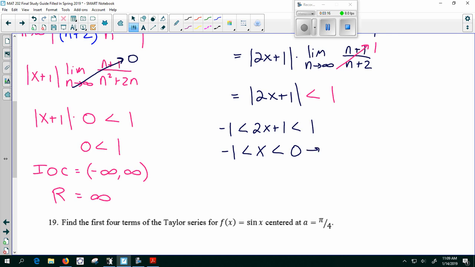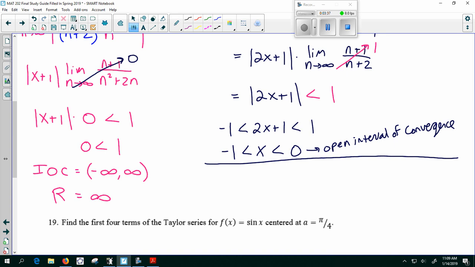So this is my open interval of convergence. But I do need to check my endpoints, -1 and 0. Does it converge at -1, and does it converge when x is 0? So let's see, I'm going to do that down here.